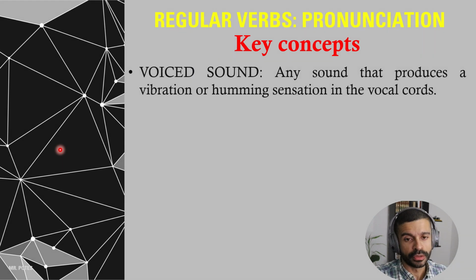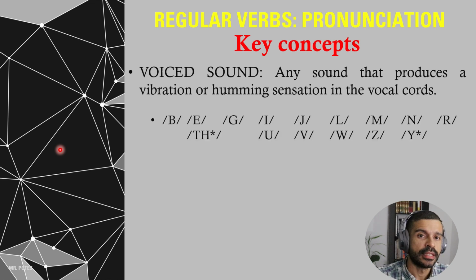First, we need to know that in English there are some voiced sounds and we also have some voiceless sounds. So a voiced sound is any sound that produces a vibration or humming sensation in the vocal cords. You can easily test this. You just place your hand over here, and if you notice that if you make a sound, your throat vibrates, then it is a voiced sound.